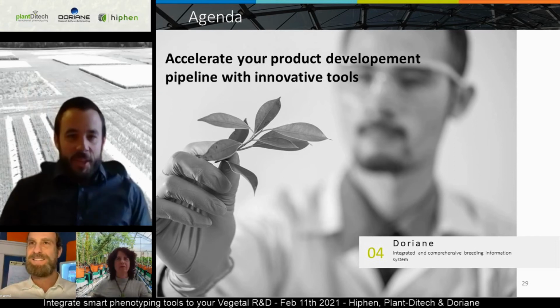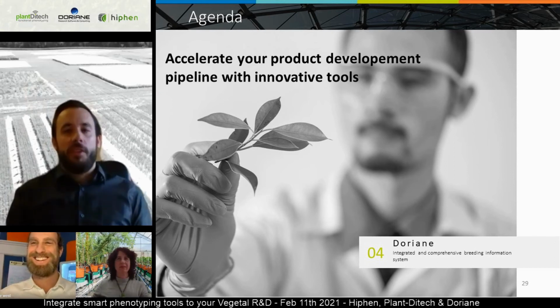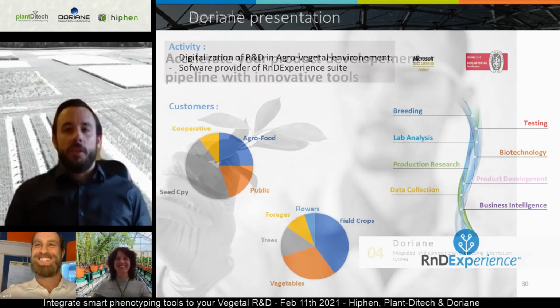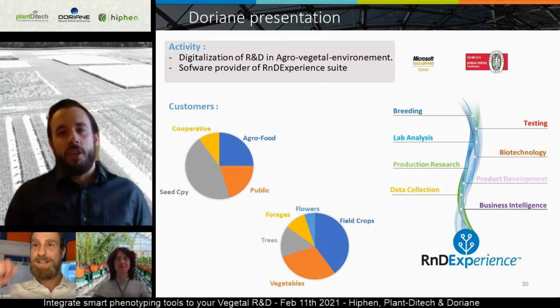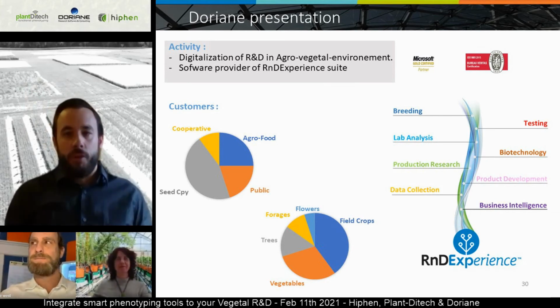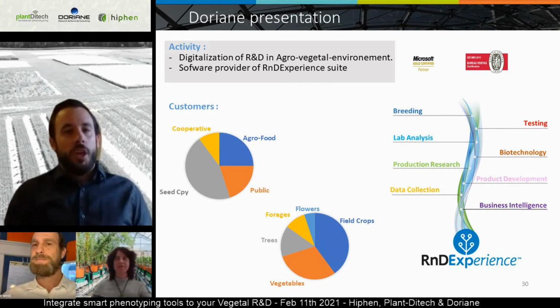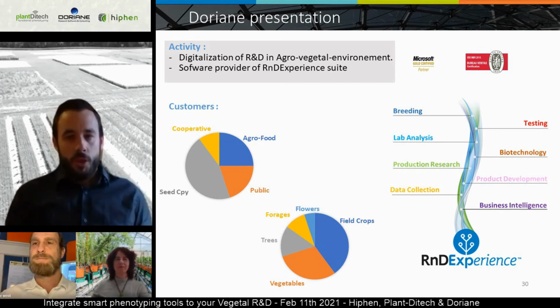Hi again. First, I will say a few words on our company, Doriane. We are a software company specialized in digitalization of vegetal and agro R&D activities. We provide a software suite which aims to integrate all the R&D activities for a breeding program with a unified system. We work with agro-food, cooperatives, public institutes, and breeding companies. The flexibility of the tool we offer addresses breeding specificities of any type of crop: feed crops, flowers, forages, trees, and vegetables.